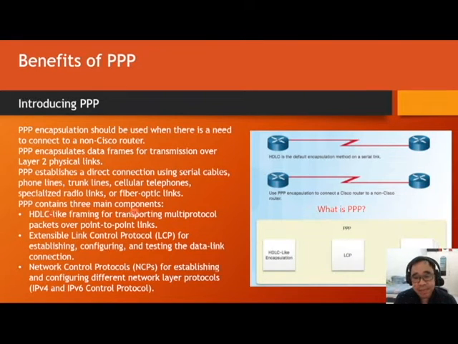PPP contains three main components. HDLC-like framing for transporting multiprotocol packets over point-to-point links. Extensible Link Control Protocol, LCP, for establishing, configuring, and testing the data link connection. Network Control Protocols, NCP, for establishing and configuring different network layer protocols, such as IPv4 and IPv6 control protocols. So this is a sample of an HDLC and PPP connection.